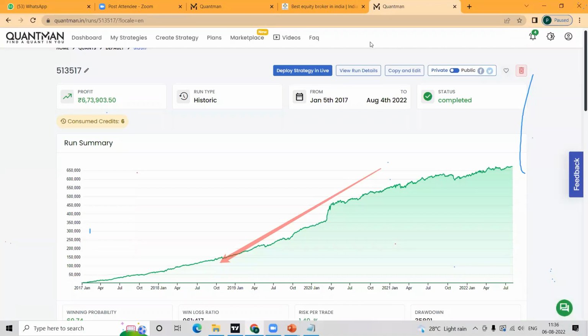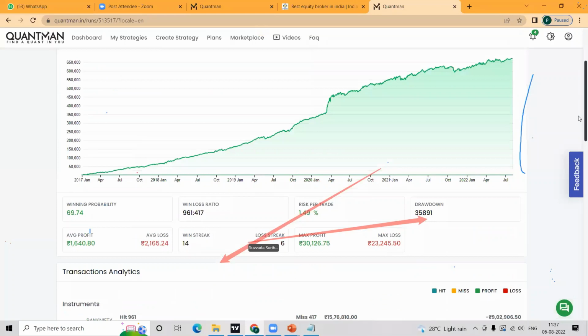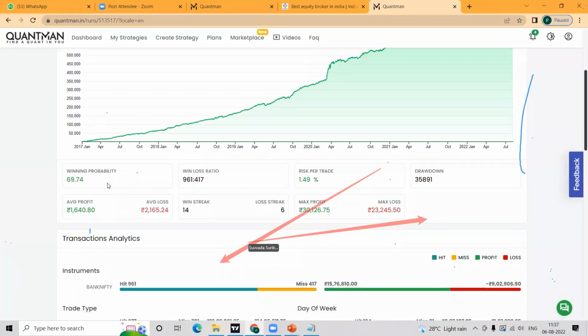Okay, I am going to explain some parameters. Out of 10 trades, you are going to make 7 trades profitable. Drawdown is 35,000. So if you have an account with 1.5 lakhs, even if the max drawdown happens, you will lose only 20% of your capital.